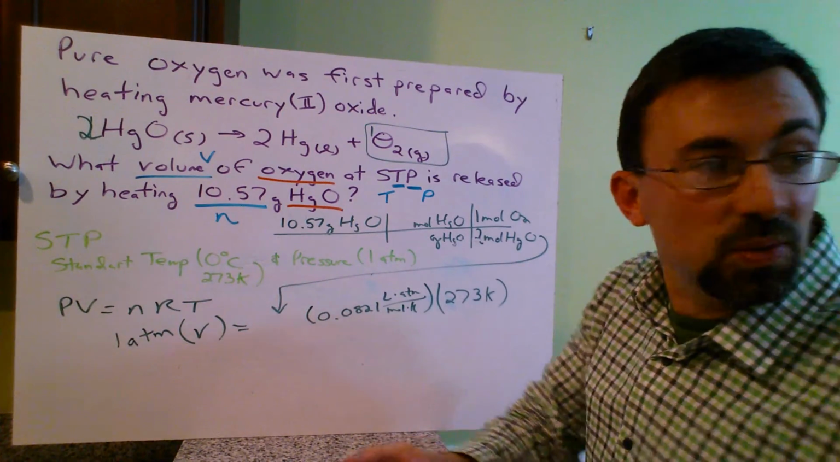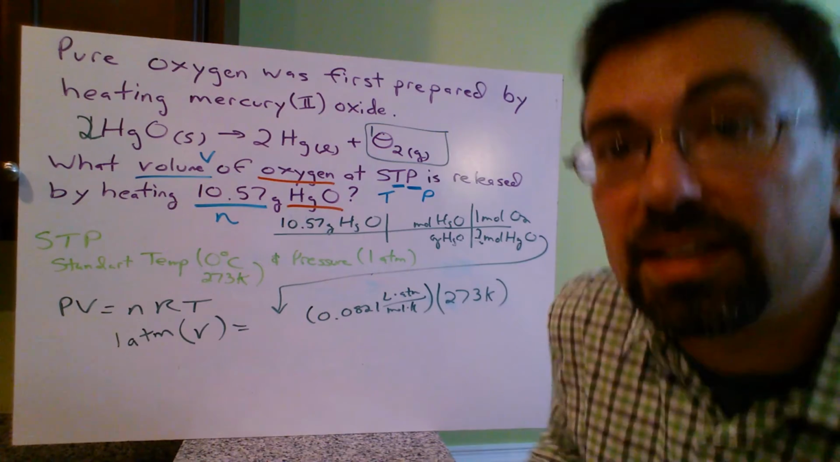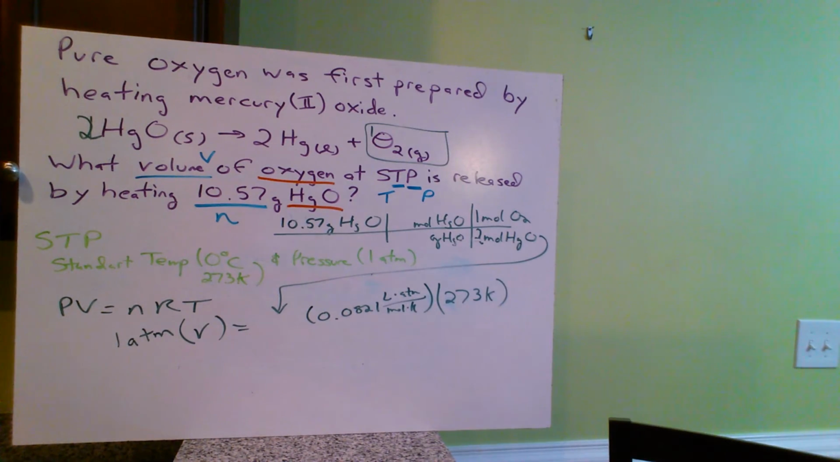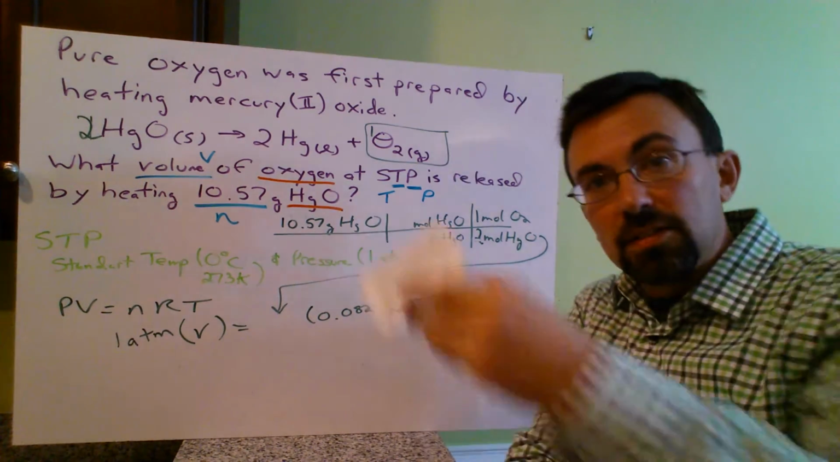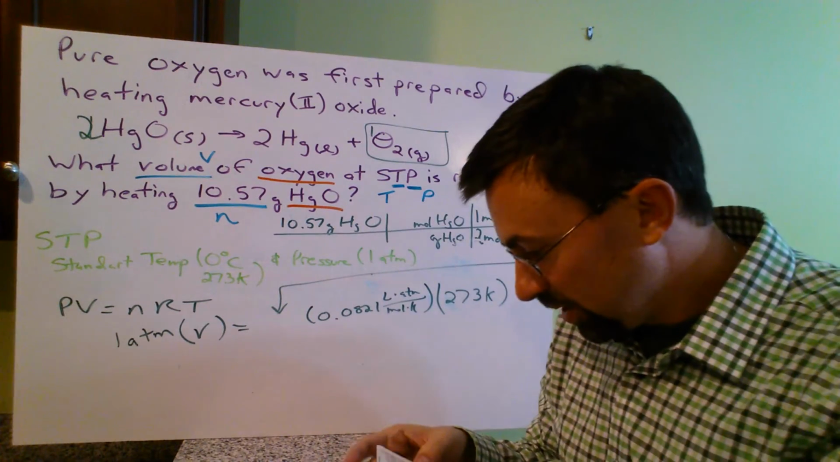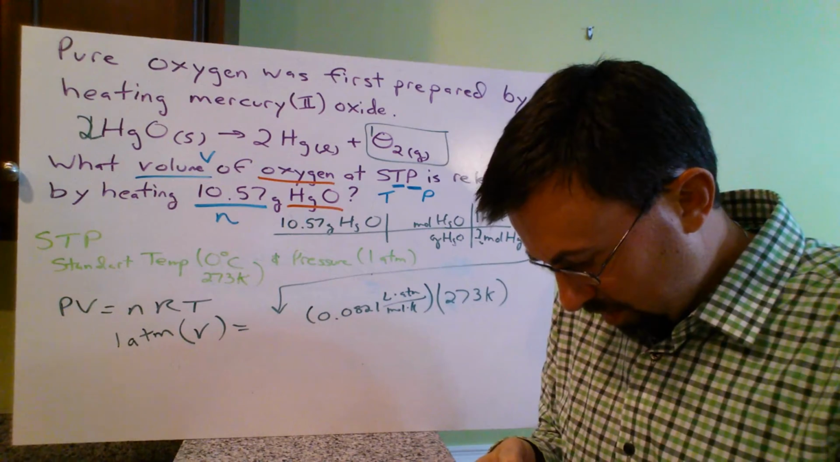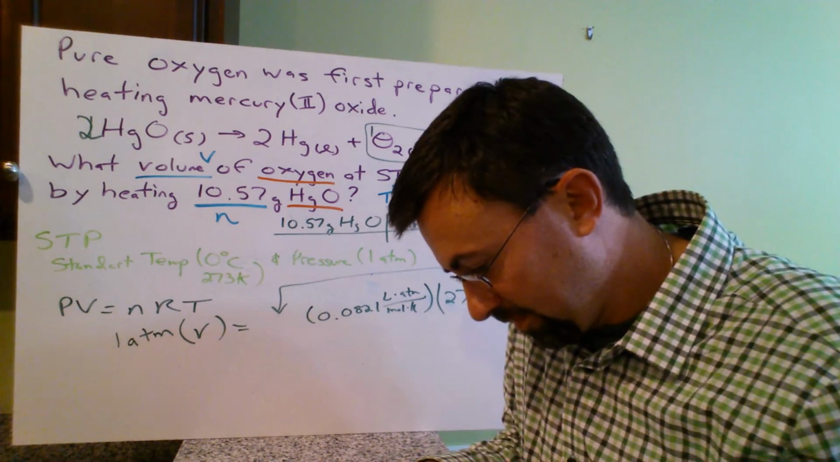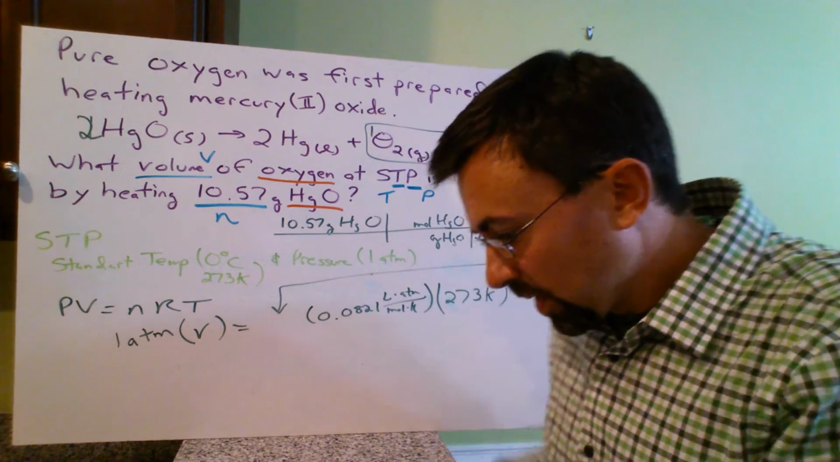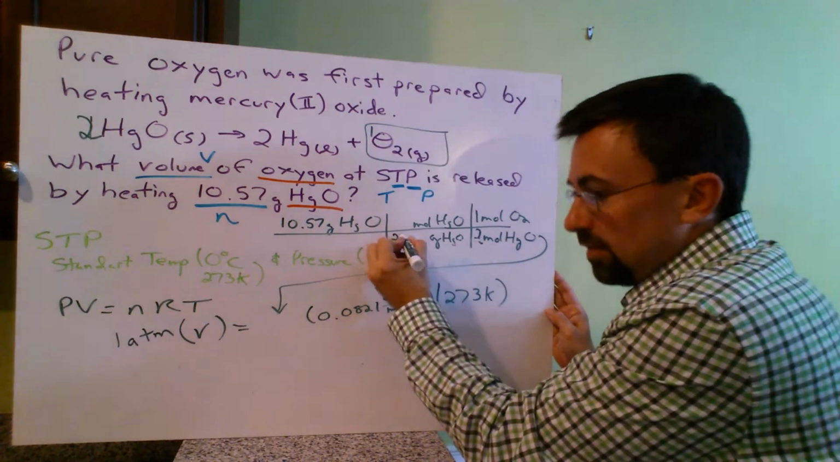And I'm going to have to admit I forgot my periodic table. Hold on a second. Never leave home without it. Mercury is, boy, I need better glasses. 208.59. I get 224.